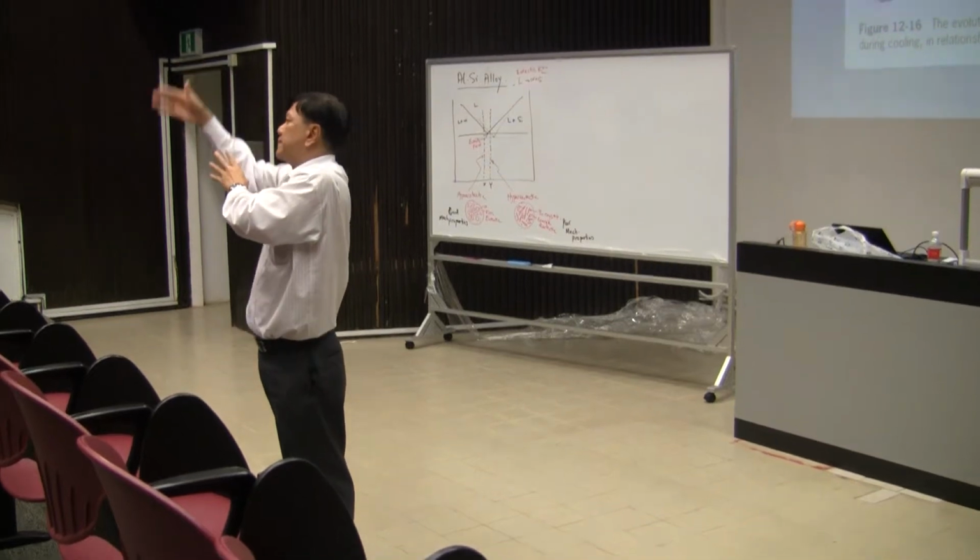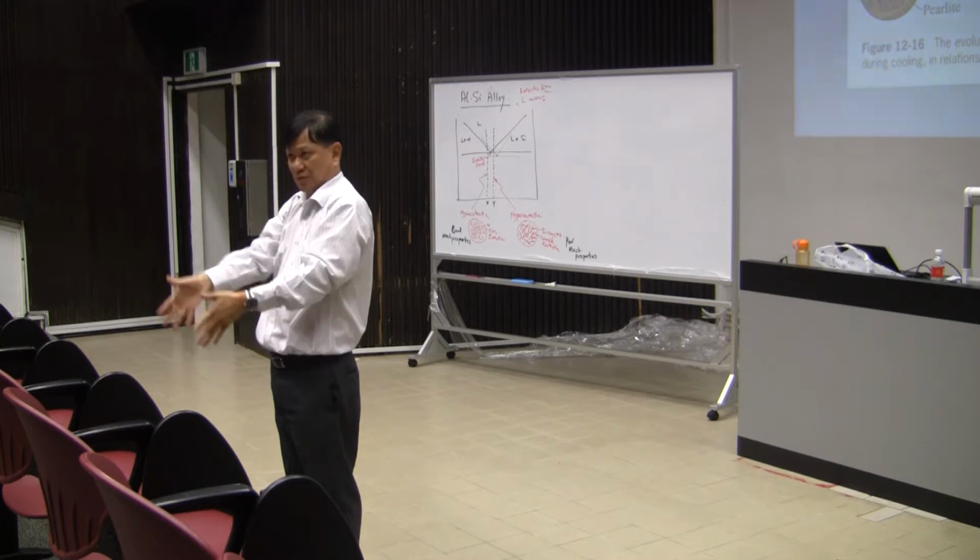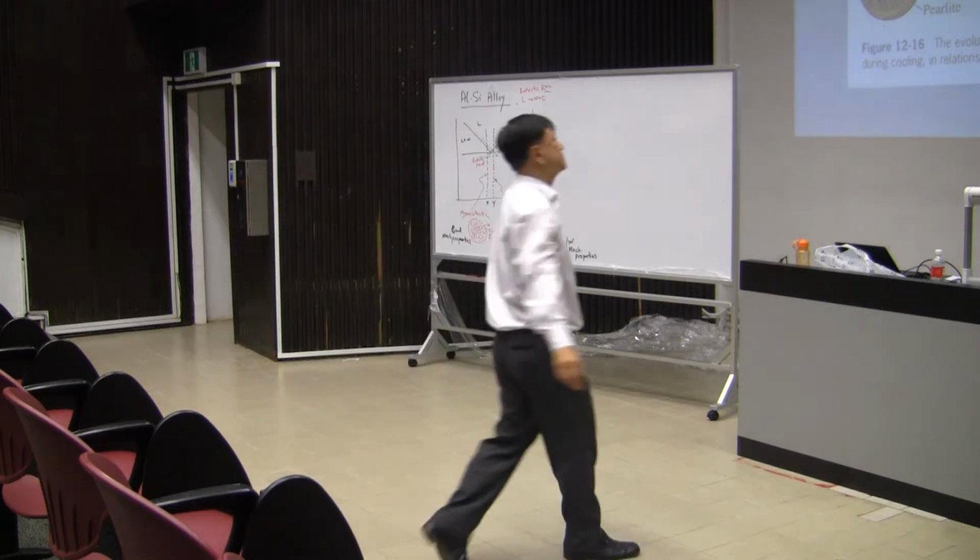Why I should be getting cementite and pearlite. Very difficult. Look at the phase diagram, follow the law. Okay?